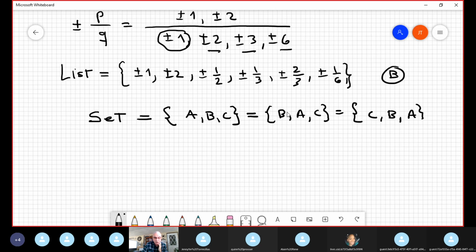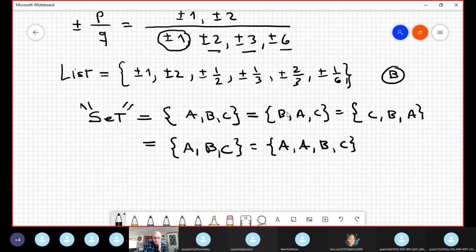When you're talking about mathematics about sets, the order is not important. Another important property: the repetition is not necessary. Suppose the set ABC is equivalent to set A, comma B, comma C. Therefore the repetition is not necessary. These are two important properties for the set.